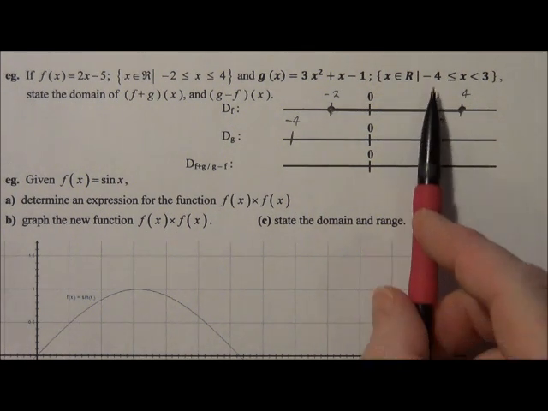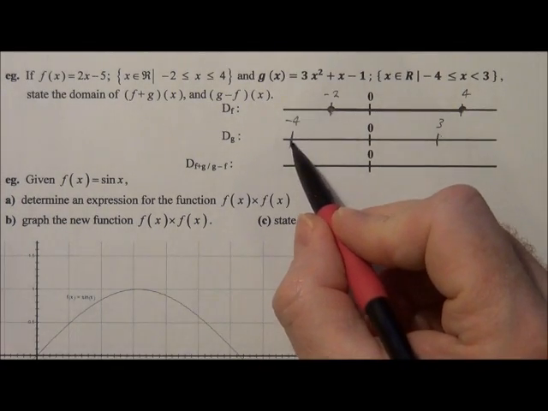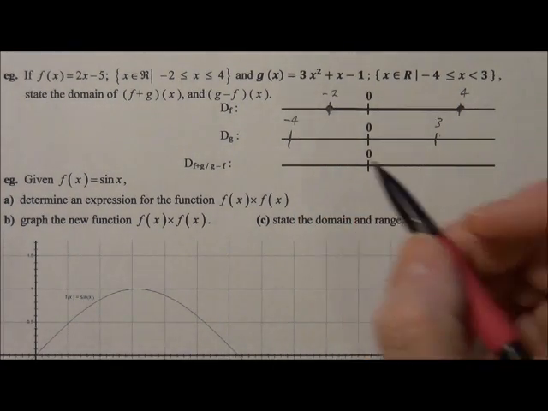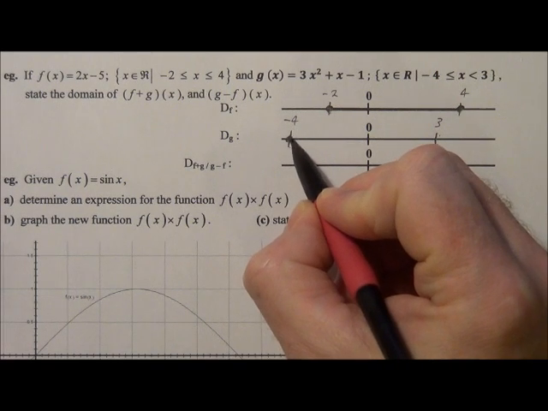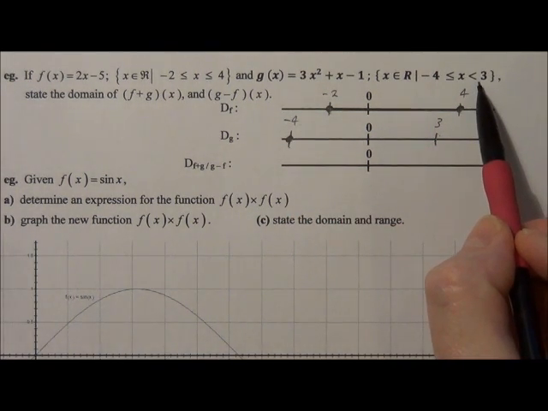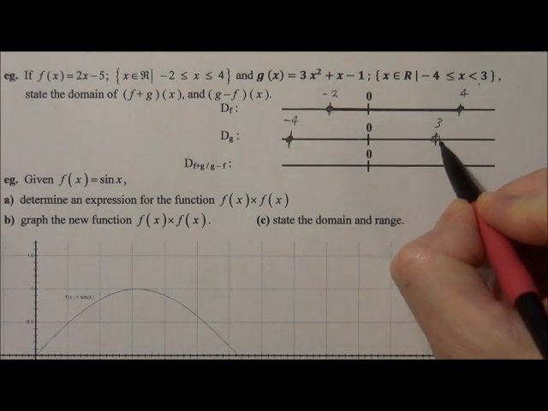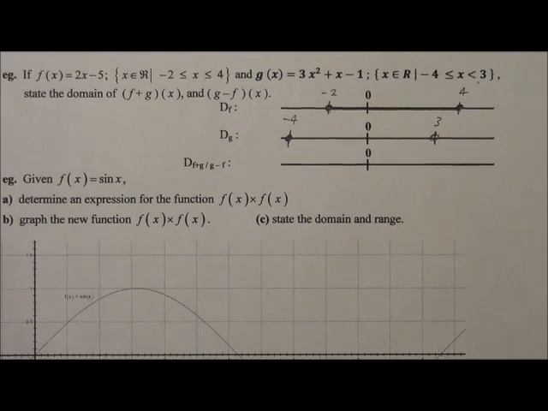And we see that -4 is less than or equal to x. So what kind of circle do we have there? Okay, so that's a solid closed circle because it's including -4. And what kind of circle would we have for less than 3? An open circle because it is not including 3.